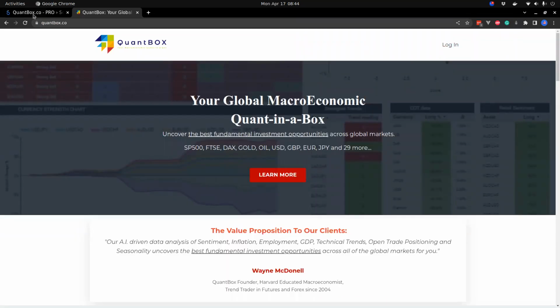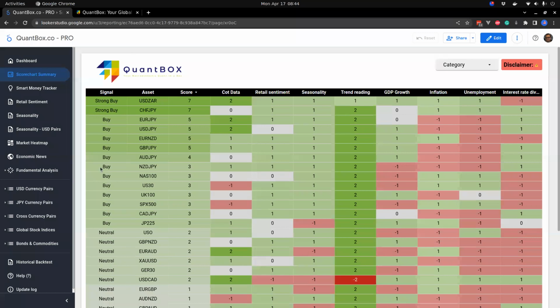We use this tool every single day. We go into our score chart summary. We take a look at what our fundamental bias is, based on a score that's made of a number of different scores. As you can see here, the number of different categories.